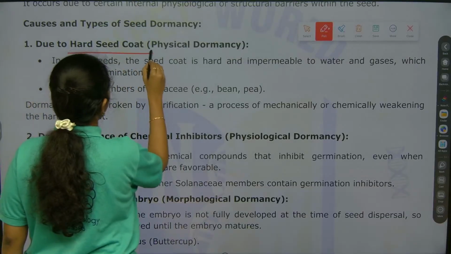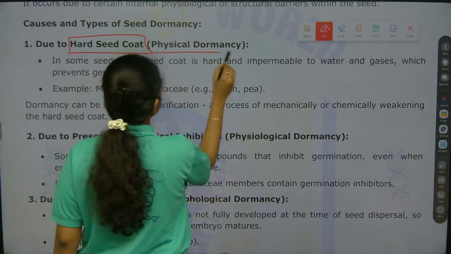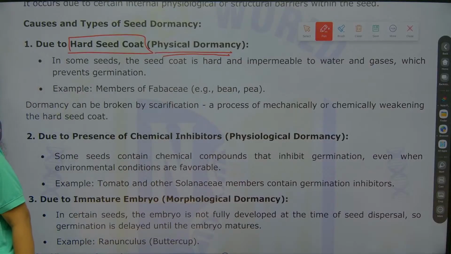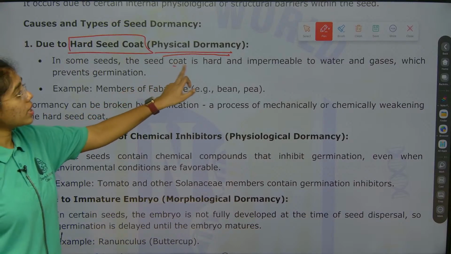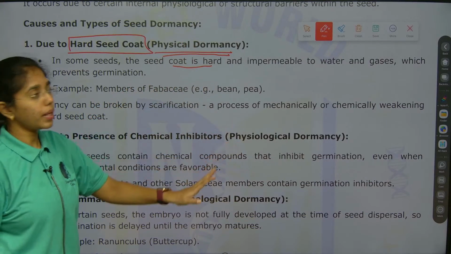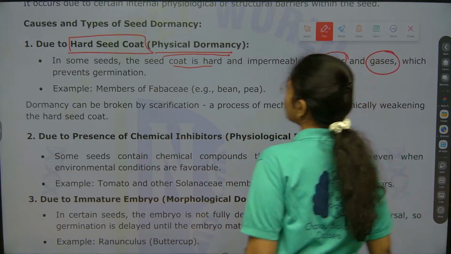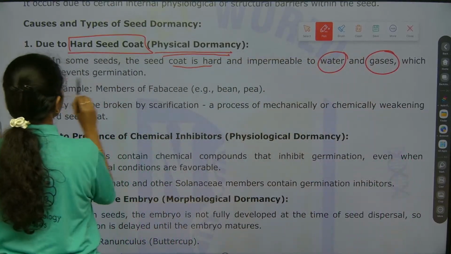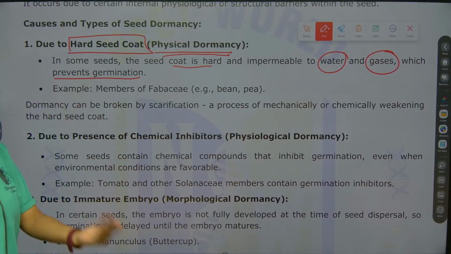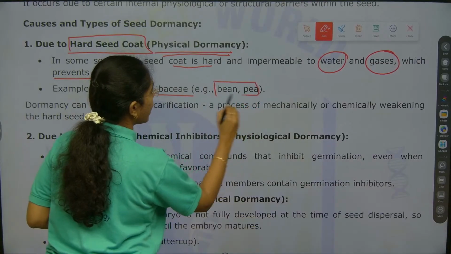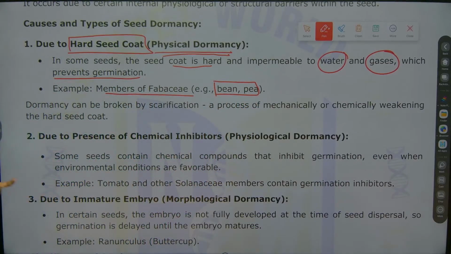This is due to hard seed coat, which is physical dormancy. This is addressed as what? Physical dormancy. Here you see, in some seeds the seed coat is hard and it is impermeable to water and gases. This is impermeable to water and gases, which prevents the germination. For example, members of Fabaceae, for example bean and pea. Fine, right?